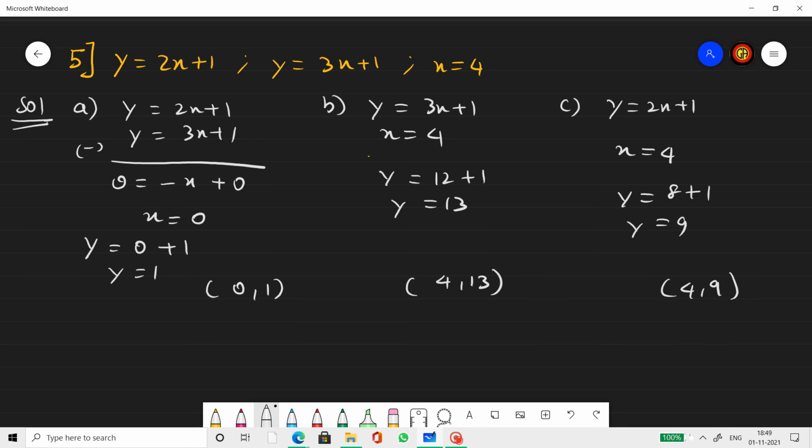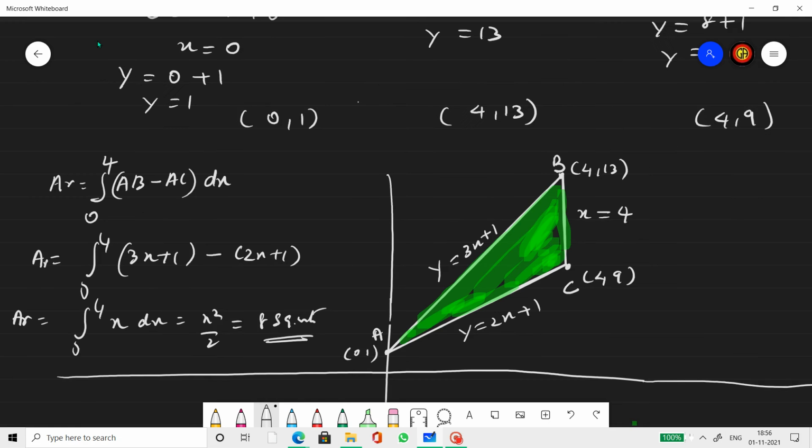So equations 1 and 2, 2 and 3. So I'm taking these as 1, 2, 3. 1 and 2 will meet at 0, 1. 2 and 3 will meet at 4, 13. And 1 and 3 will meet at 4, 9. Vertices. Plot the vertices. Here I have roughly plotted the points 0, 1, 4, 13 and 4, 9. Naming these as A, B and C.